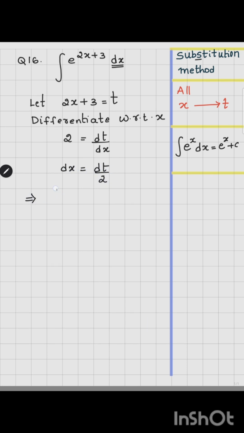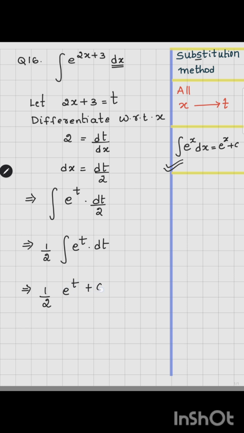Now this implies the integral of e to the power, so 2x plus 3 is t and dx is equal to dt by 2. Now this implies, let us take out 1 by 2 constant outside, so we will get e to the power t with respect to t. Now this implies 1 by 2. So we know the formula, the integral of e to the power x dx is e to the power x plus c. So here we will get e to the power t plus c, but we have to write the value of t, which is 2x plus 3 plus c.